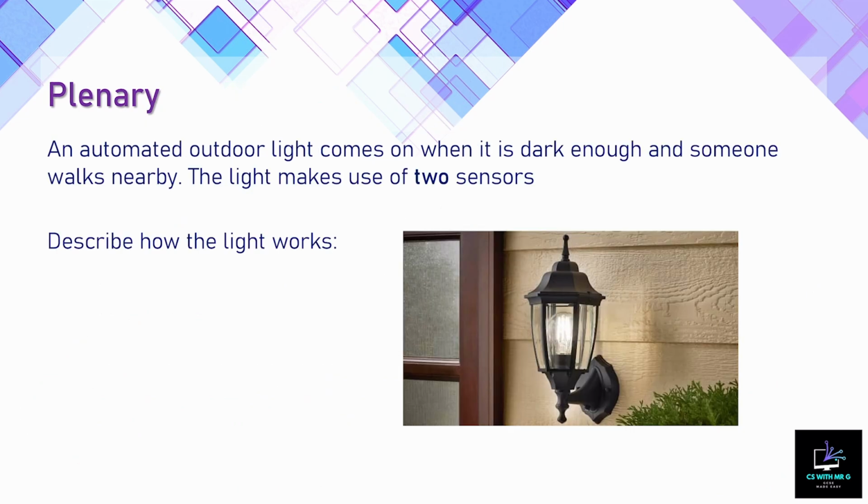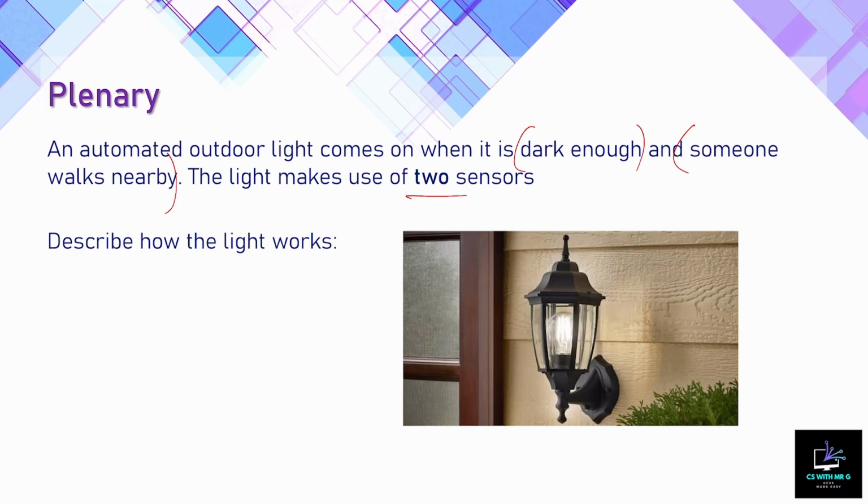So what I'd like to do, just to finish off, is go through a typical exam style question, where we have to determine which sensors would be used and to describe how the whole system would work using the keywords that I've mentioned in the lesson. The scenario we've got is an outdoor light, and it comes on when it's dark and if someone walks nearby. So the light makes use of two sensors here. As you can imagine, it's checking when it's dark enough and if someone walks past. So we have to determine which sensors will be used and describe how the whole system would work.